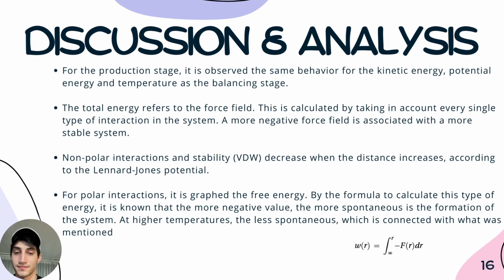Finally, we have the polar interactions. This is related to the free energy, which is calculated with the formula from below. We can see that this formula has a negative value. This is very important because the more negative the value of the free energy, the more spontaneous is the formation of the system. In the graph associated with the polar interactions, we can see that at higher temperatures, the value is less negative, which means the less spontaneous the formation of the system is.